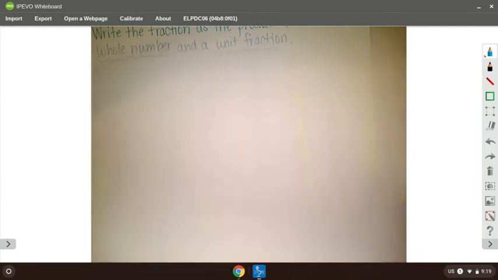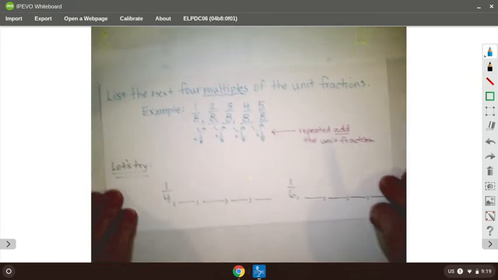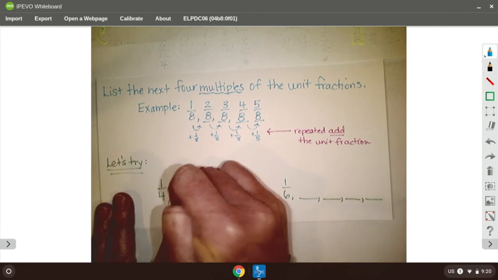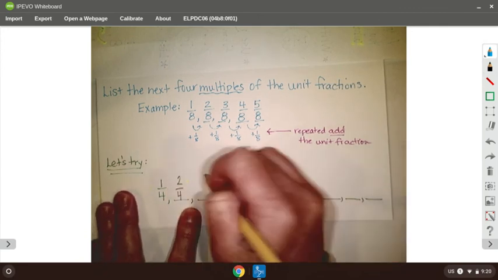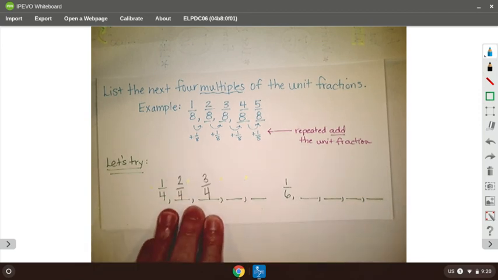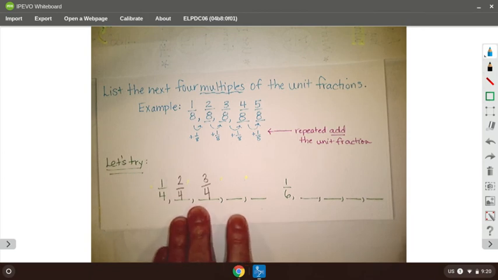The next thing, as I mentioned, that you're going to be doing is the multiples. Here it says list the next 4 multiples of the unit fractions. And I wrote the example from the page before where we skip counted by 1/8, right? We went 1/8 up to 2/8, up to 3/8, up to 4/8, up to 5/8. We did repeated addition, adding, right? So down here, I'm going to start with 1/4. If I add another 4th, I would have 2/4. If I add another 4th, I would have 3/4. My denominators are staying the same because I'm adding 1/4. And when I add fractions, my denominators stay the same.